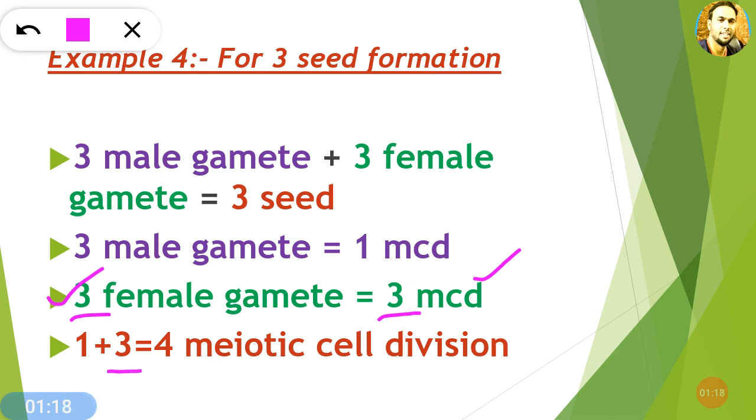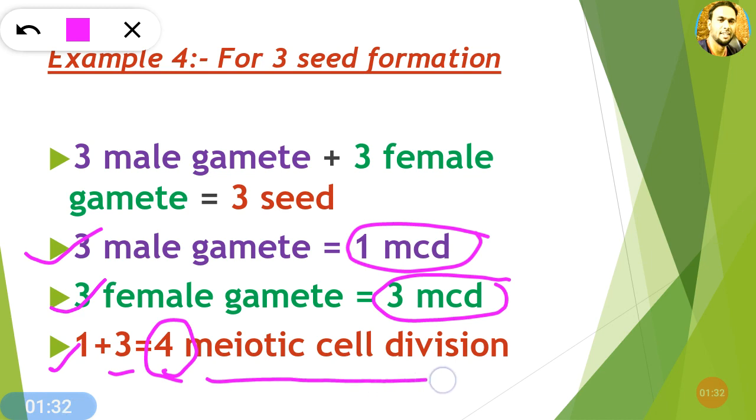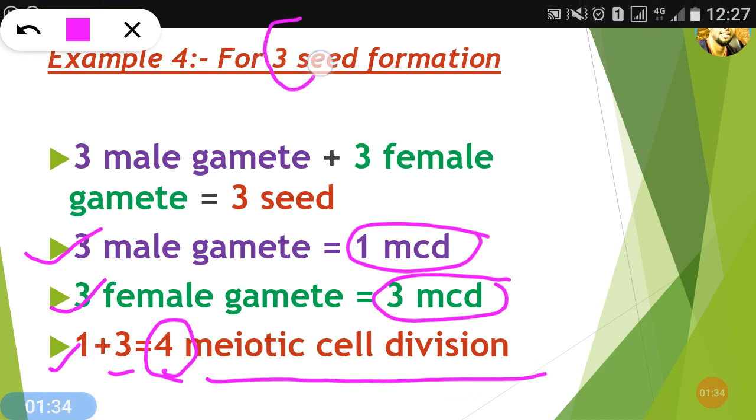So one meiotic cell division for 3 male gametes and 3 meiotic cell divisions for 3 female gametes. That's why 1 plus 3 is equal to 4 meiotic cell divisions are needed for the formation of the 3 seeds. Thank you.